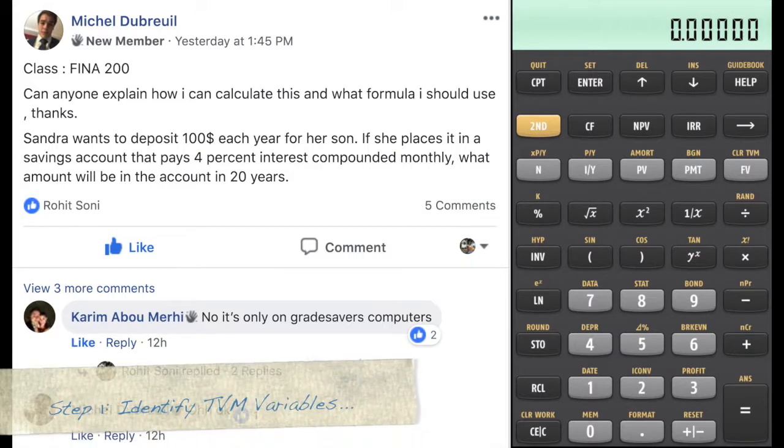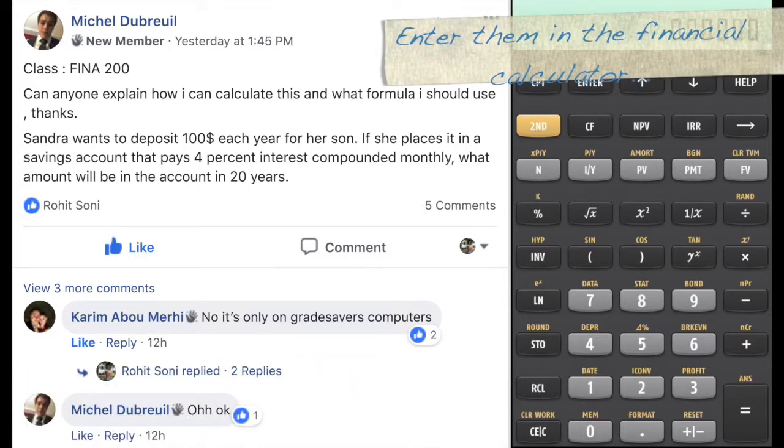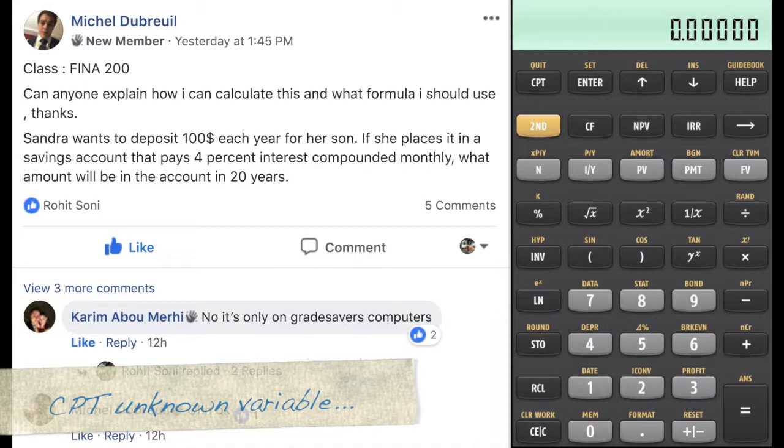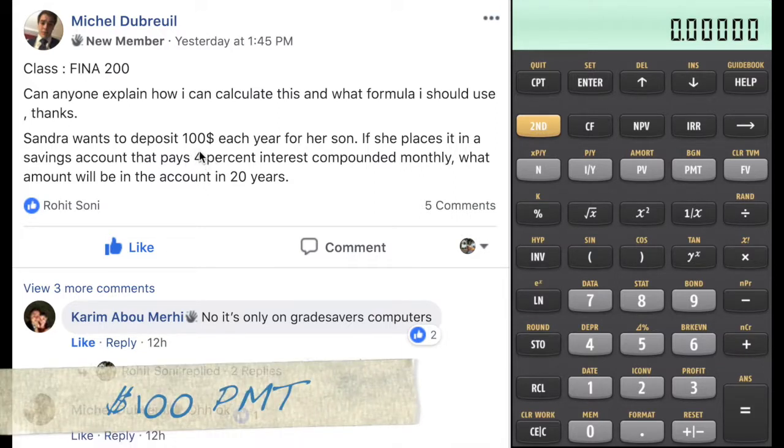The idea is to simply go through the problem, identify the TVM variables that are involved, enter them into our finance calculators, and calculate the one variable that is missing. So in this example, Sandra is planning on making $100 deposits each year. Since these deposits are going to be repeated for a fixed amount of time, we can argue that they represent an annuity and the $100 is the value of the payment. So in our finance calculators, we're simply going to press 100 followed by payment.